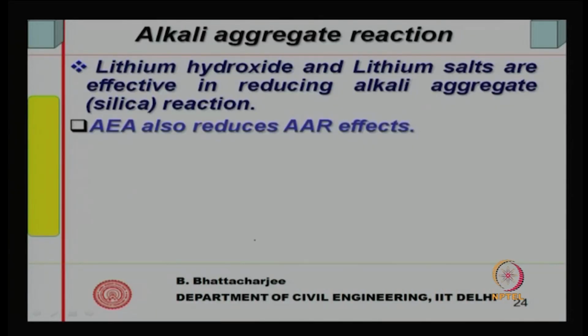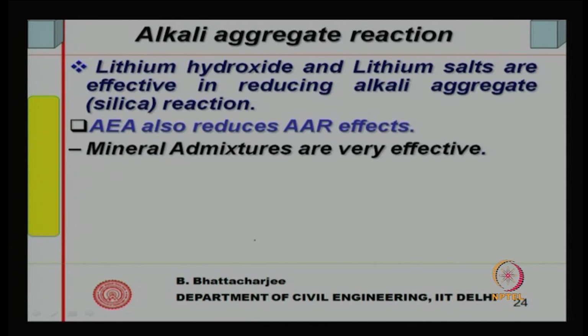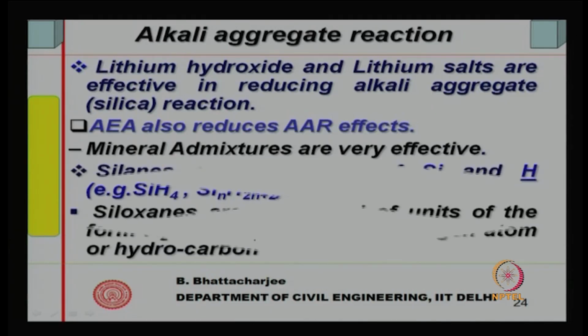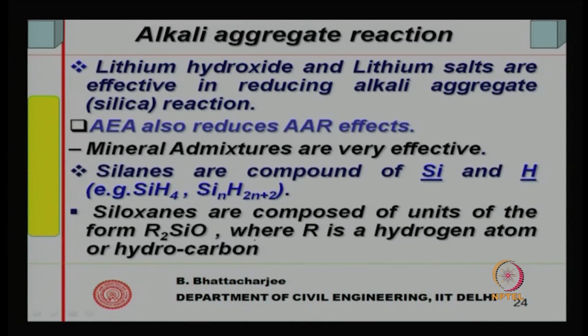Air entraining agent also reduces the alkali aggregate reaction effect somewhat, because the air voids which are available, the expansion can be taken up, and mineral admixtures are very effective in this, mainly fly ash addition in the beginning or granulated ground blast furnace slags, they are very useful.